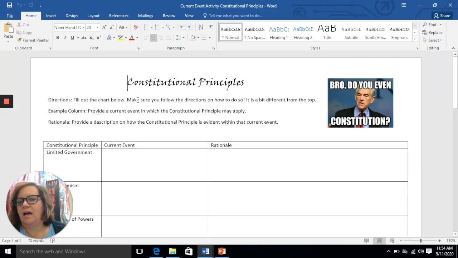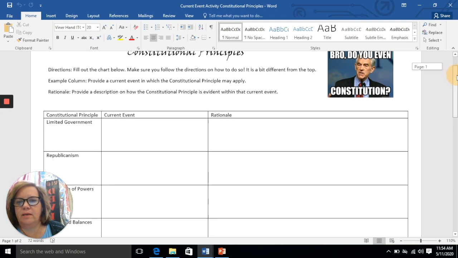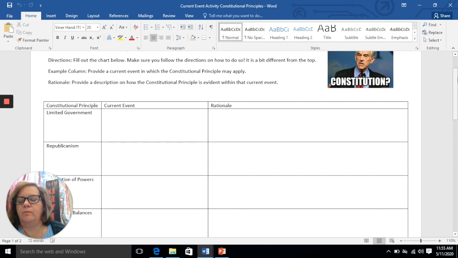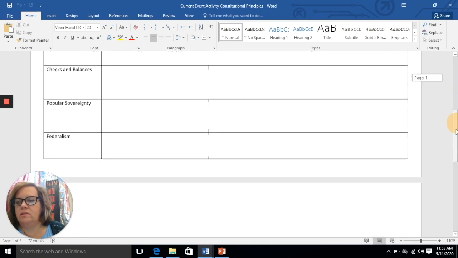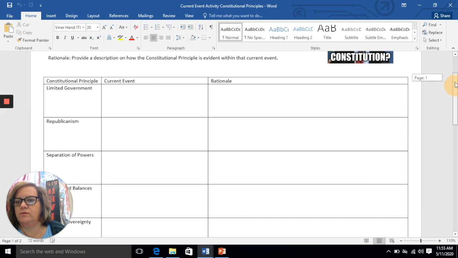All right. It's entitled Constitutional Principles, and it is pretty self-explanatory, but let me give you a couple of examples of what I'm talking about. Here's what you're going to do. Down the left-hand side, you see the principles of the Constitution that we have talked about.